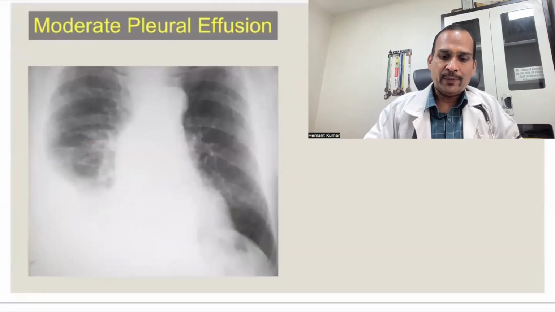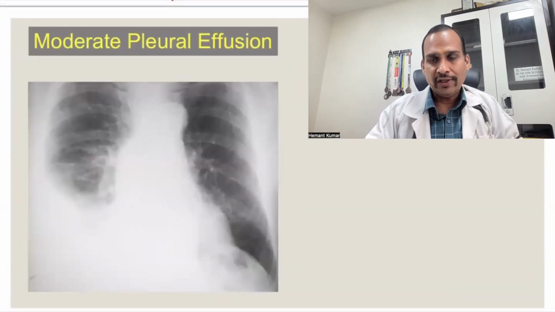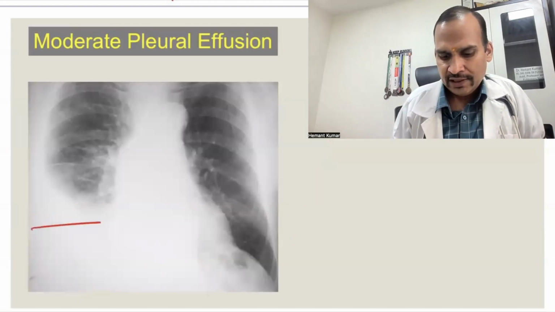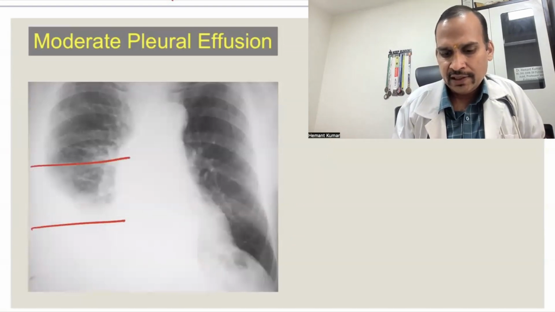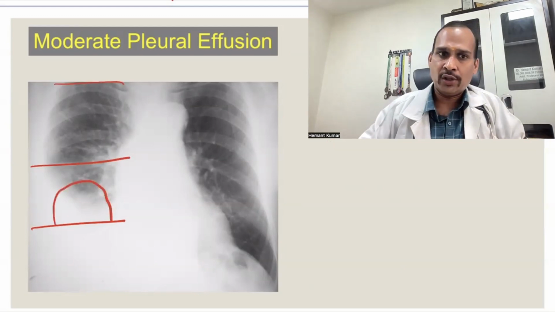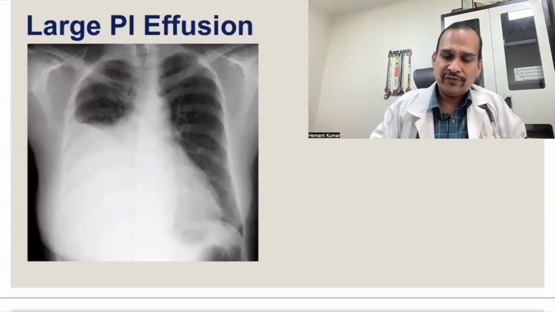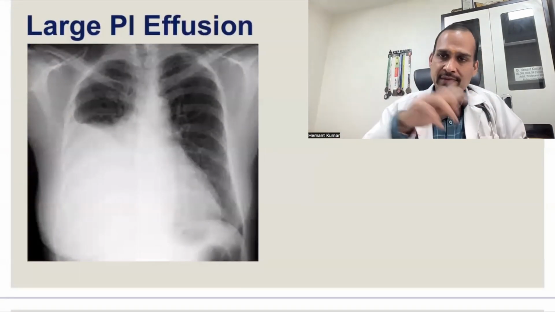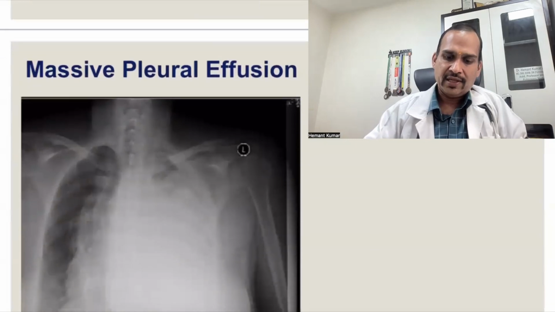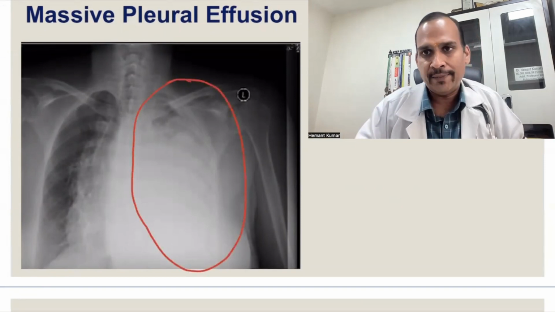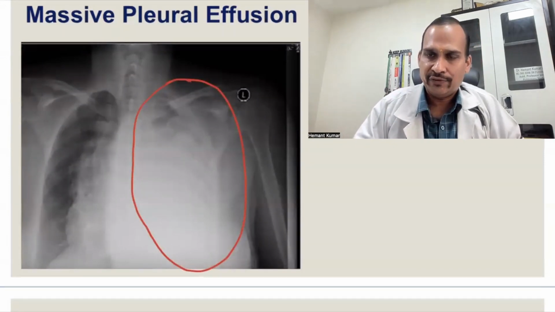Then moderate pleural effusion. As I told you, if it is reaching up to the second compartment, so if you divide, this is the first compartment, this is second, this is third. So this is reaching the second compartment. This is moderate pleural effusion. Large pleural effusion, if it is reaching up to the third quadrant. And massive pleural effusion is when the effusion is occupying almost the whole hemithorax.